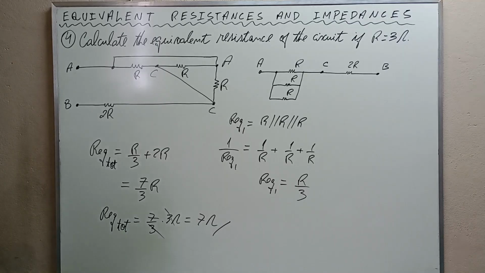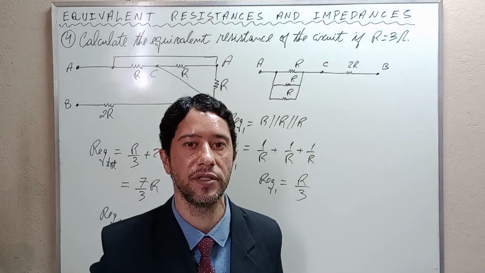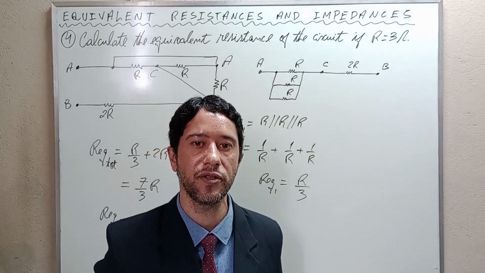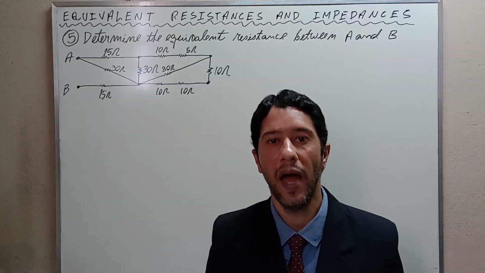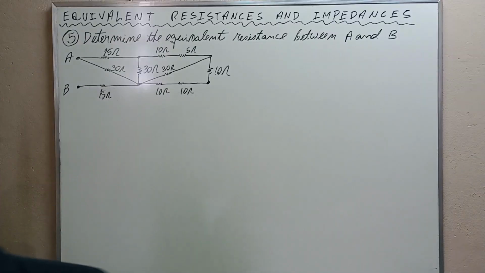And this is all for the discussion of exercise number 4. Let's go to the next. Let's go to exercise number 5. Exercise number 5. Determine the equivalent resistance between terminals A and B of the circuit. This is the question. Let's go to the solution.